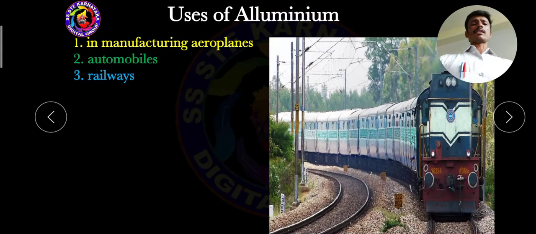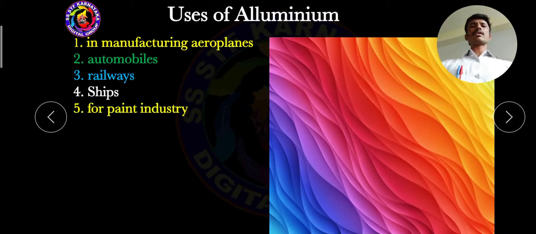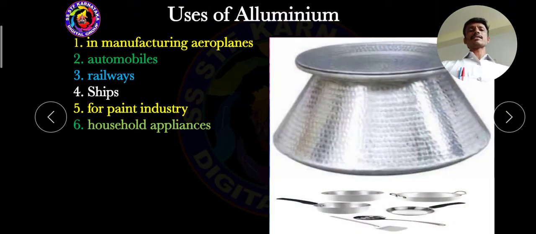Then railways, in the railway sector we also use aluminium. And ships, boats and steamers also use aluminium. The paint industry also uses aluminium. And household appliances, which means the important devices and goods for home or office, also use aluminium.